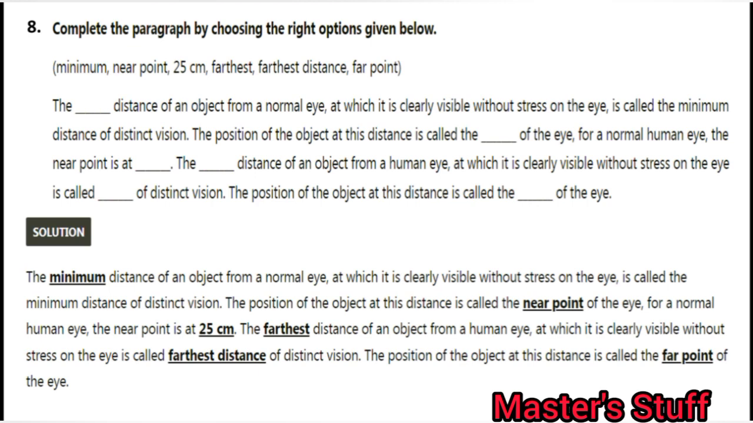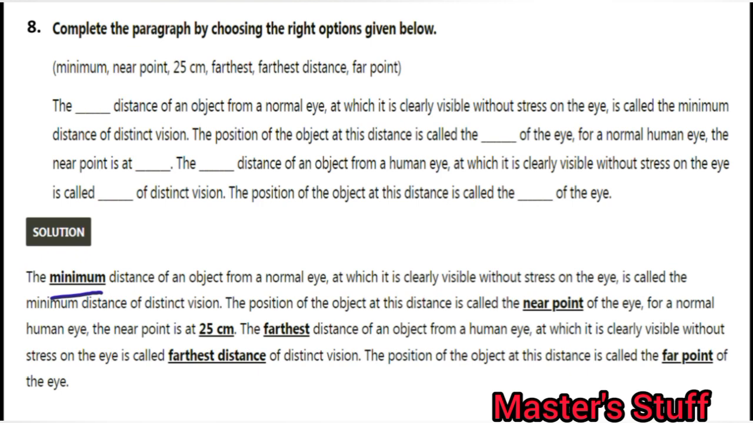Answer: the minimum distance of an object from a normal eye at which it is clearly visible without stress on the eye is called minimum distance of distinct vision. The position of the object at this distance is called near point of the eye. For a normal human eye, the near point is at 25 centimeter.